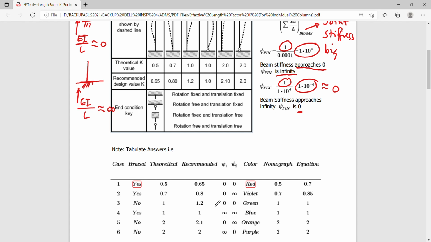And for case 3, we have 0, 0. This is fixed again, but with lateral translation. For case 4, we have pin with no lateral translation. And for case 5 and 6 are 0, infinity or fixed pin and pin fixed with lateral translation.